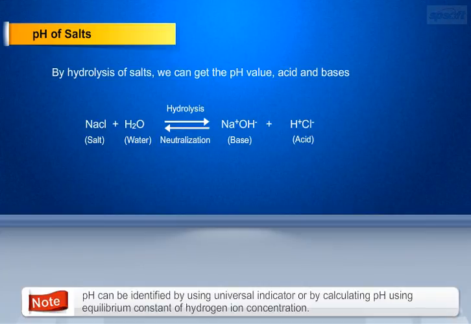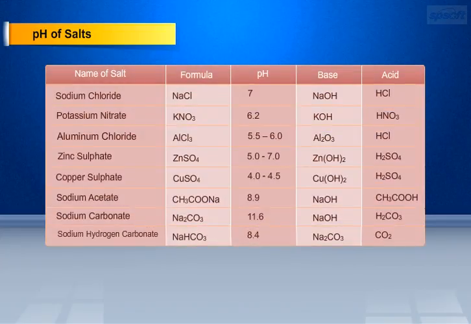Note that pH can be identified by using universal indicator, or by calculating pH using the equilibrium constant of hydrogen ion concentration. Let us see some salts to identify acid, base and their pH value. Formula for sodium chloride is NaCl, and its pH value is 7. Its base is NaOH, and its acid is HCl. Formula for potassium nitrate is KNO3, and its pH value is 6.2. Its base is KOH, and its acid is HNO3.